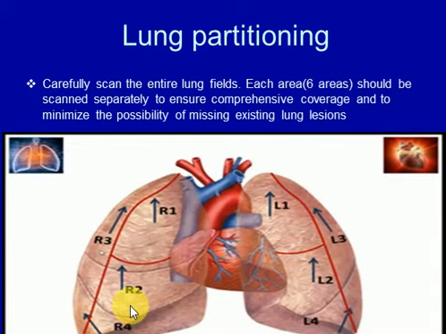anterior upper and the anterior lower by the nipple line, and the lateral lung field from the anterior axillary line to the posterior axillary line is the lateral. So one lung has 3 zones, 6 zones by 3 maximum score, 18.